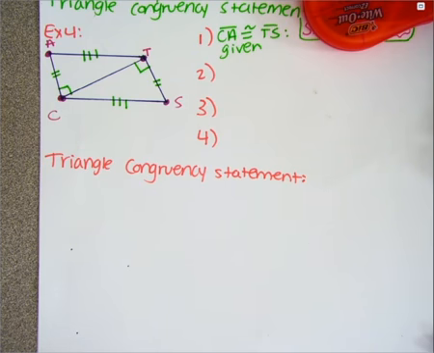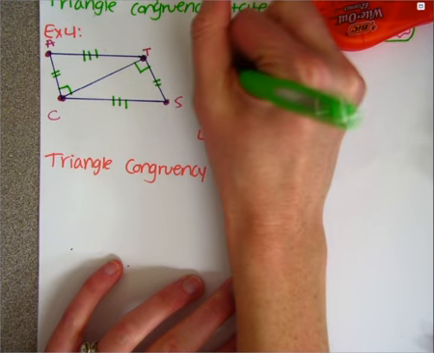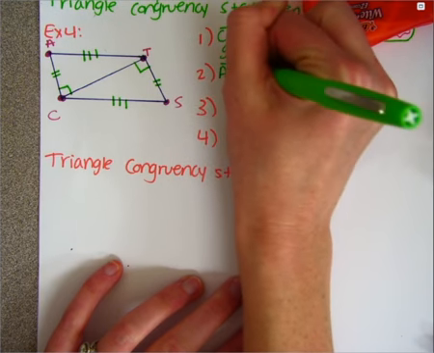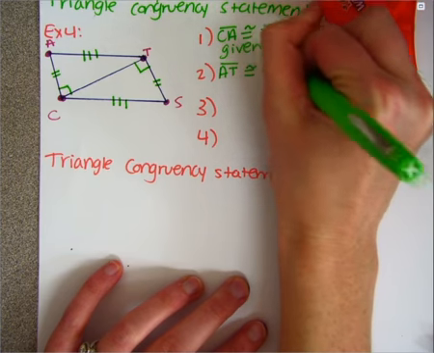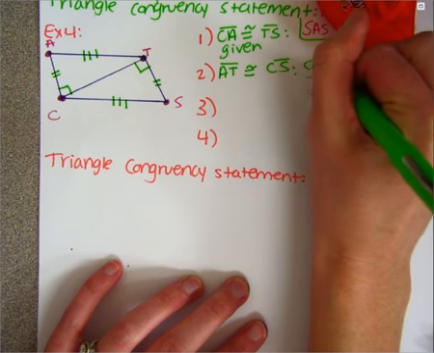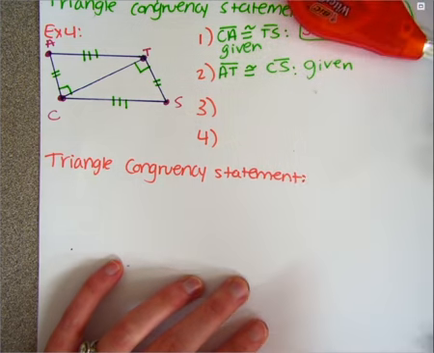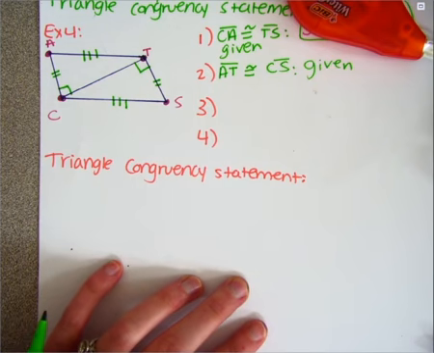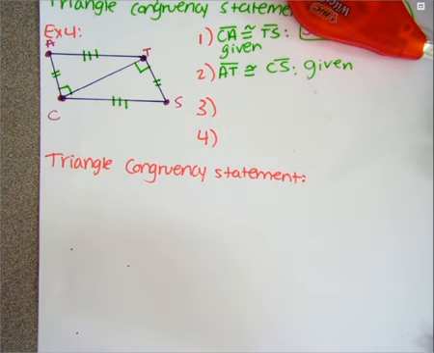Okay, so it's given to me that CA is congruent to TS. What else is given to me? I also know that AT and CS have 3 tick marks, which means they are also congruent. So AT is congruent to CS, and it was given to me in my picture, so it's also because it was given. All right, and do we spot anything else in our picture that is marked as congruent?